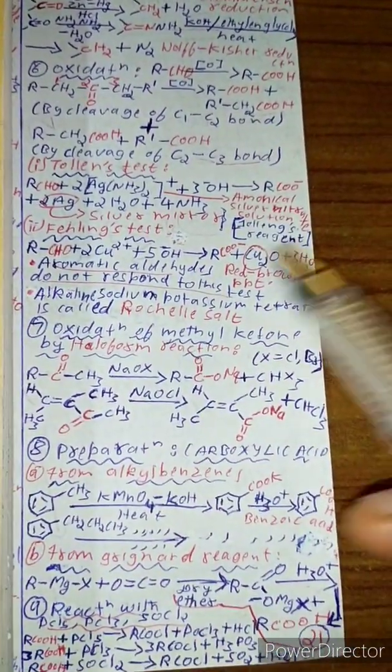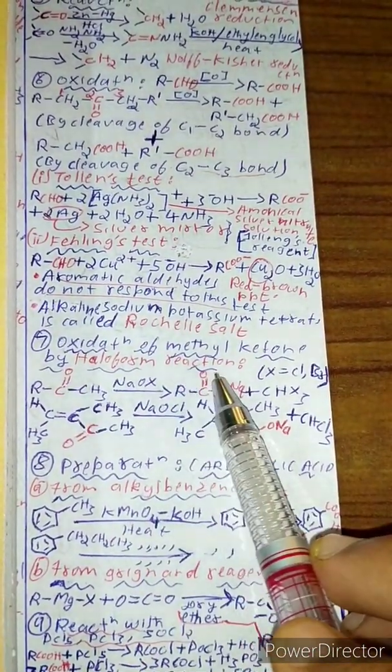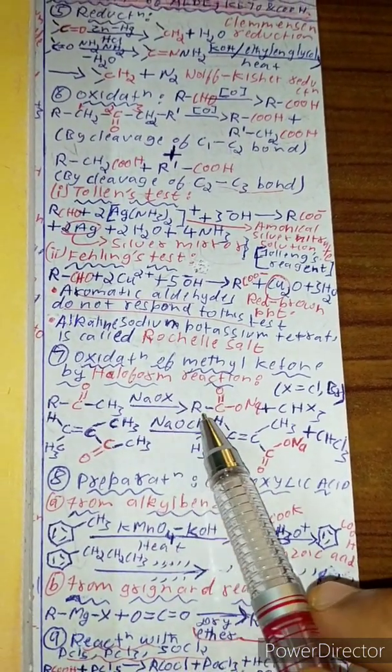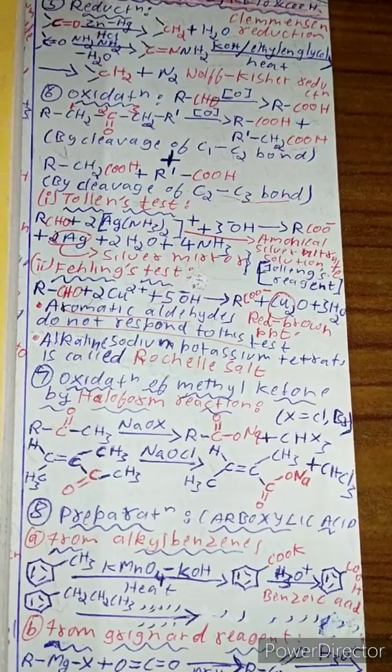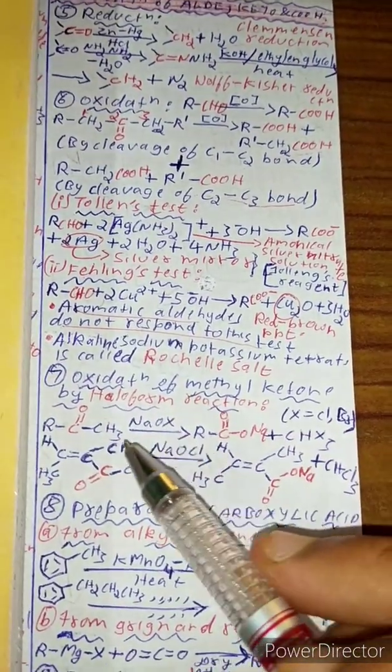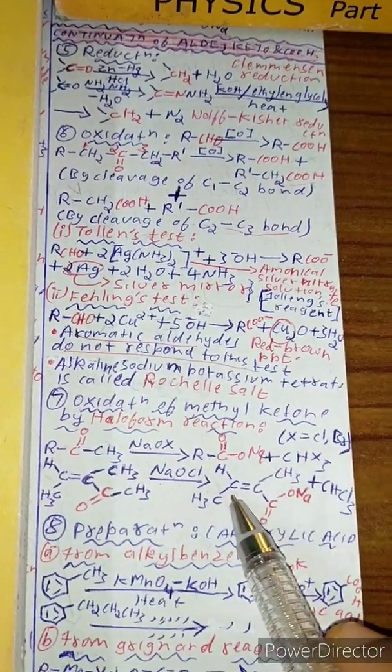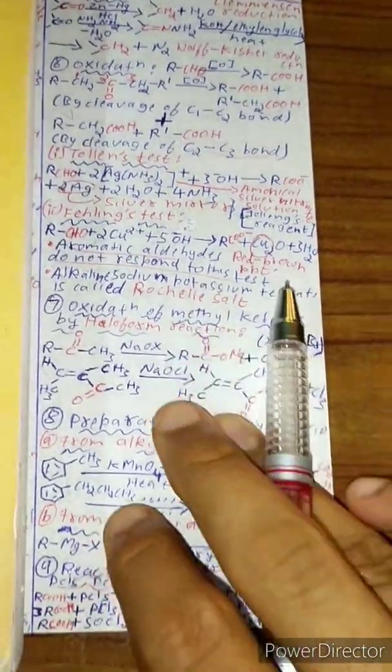Let us study the oxidation of methyl ketone by the haloform reaction. RC double bond O CH3 in the presence of NaOH gives RC double bond O ONa plus CHX3, and this compound in the presence of NaOCl forms this compound plus CHCl3.